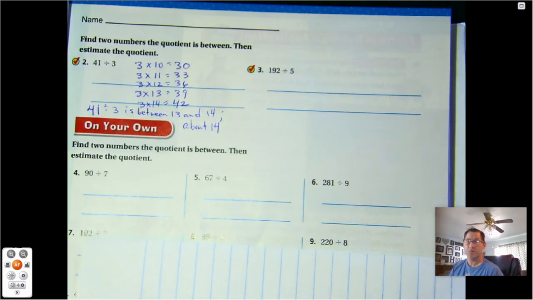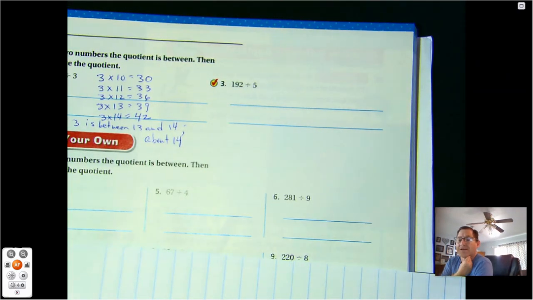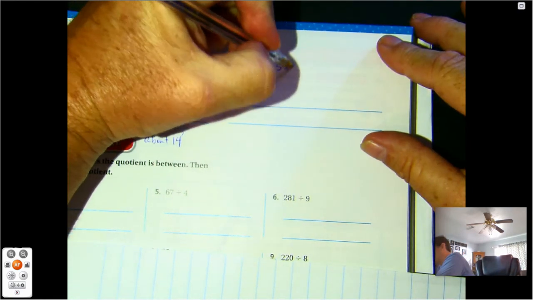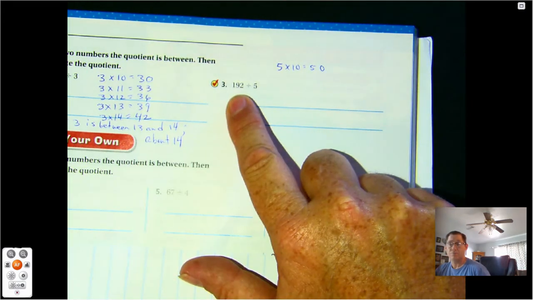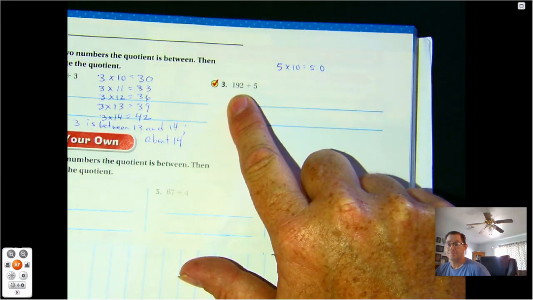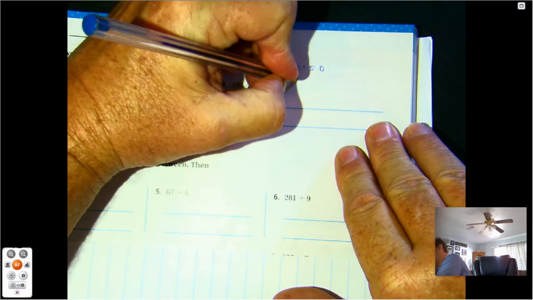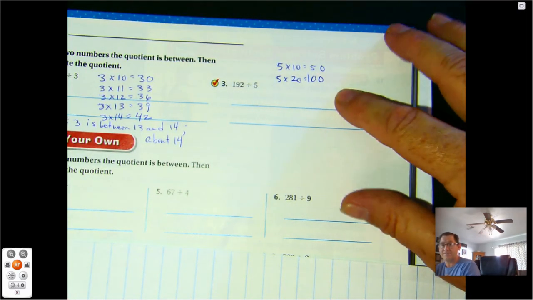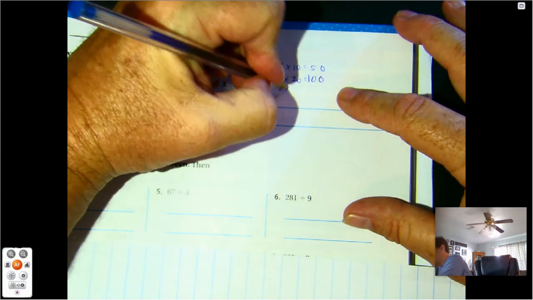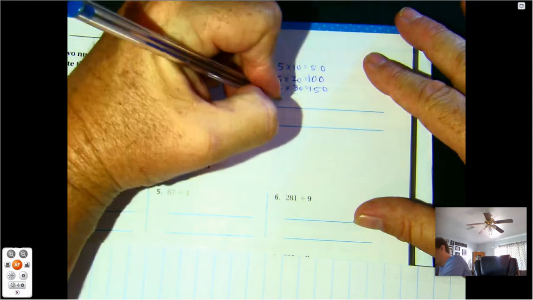Now 5 times 192. 5 times 10 is 50, right? Well, that's nowhere near 192. So we're going to start at 5 times 10. Now let's go 5 times 20. And that gives me 100. So what am I skip counting by? I'm skip counting by 50s really here. Okay, 5 times 30 gives me 150. 5 times 40 gives me 200.